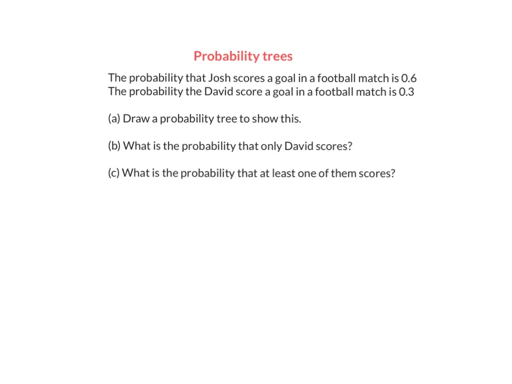Okay, get some proper learning done again back in the classroom. Okay, so the probability that Josh scores a goal in a football match is 0.6 and that David scores is 0.3. Draw a probability tree to show this.